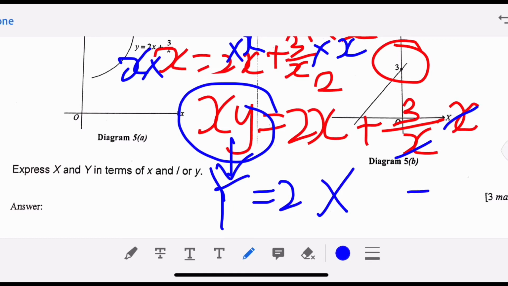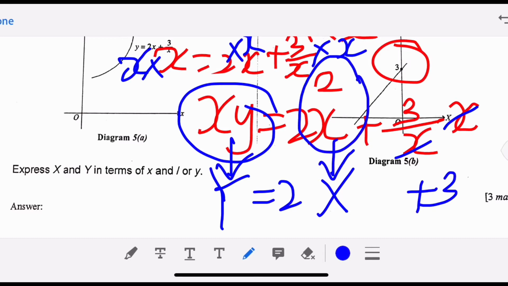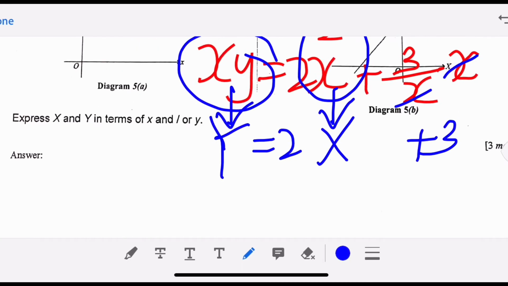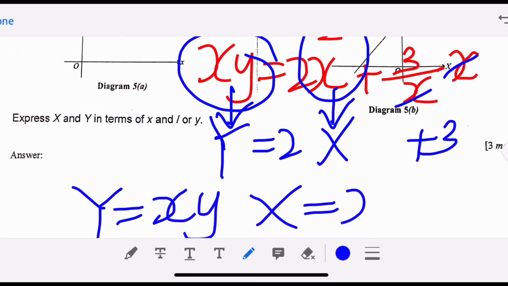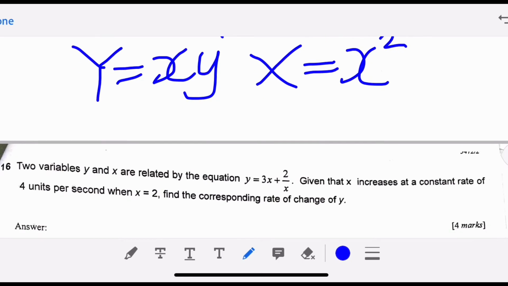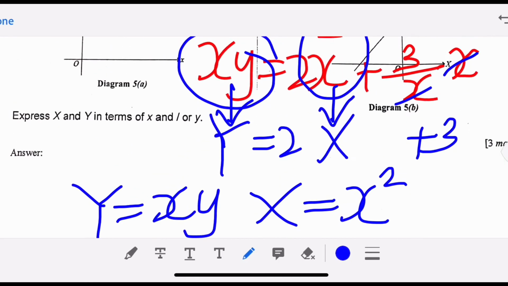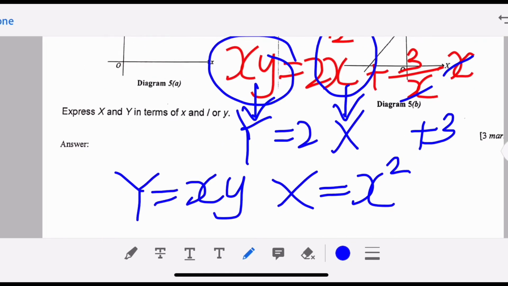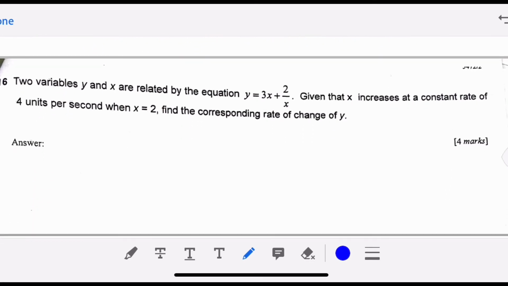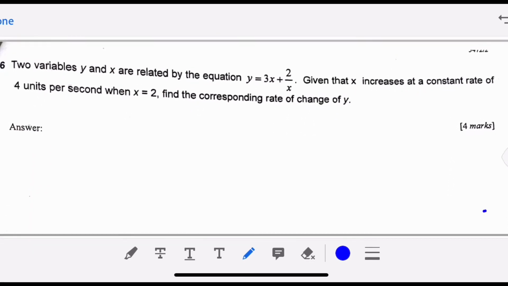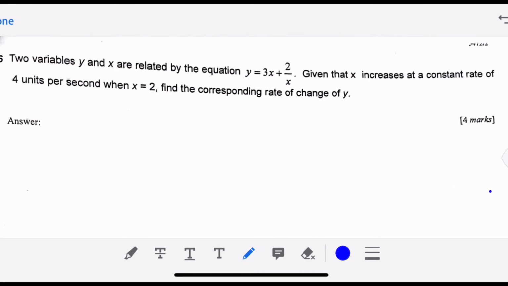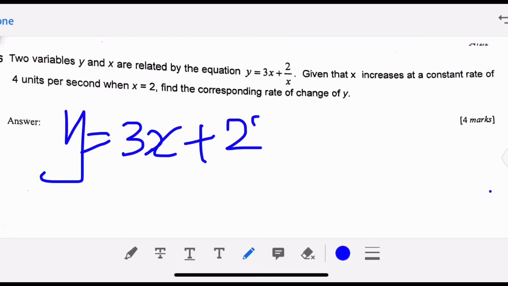After you get the c, automatically you will see what your big X is, what your big Y is. So your big X is x squared and your big Y is xy. That is how you start. Always focus on the y-intercept. So it's quite simple if you understand the concept. If you don't understand the concept, you cannot do it. Alright? Alright, for the next question, this one is about the rate of change.